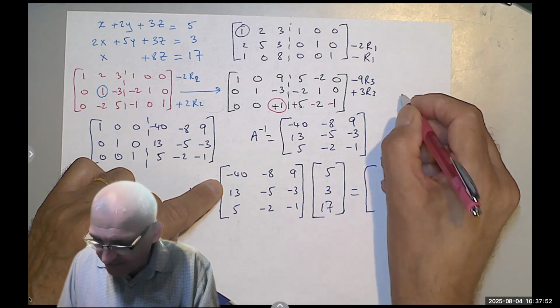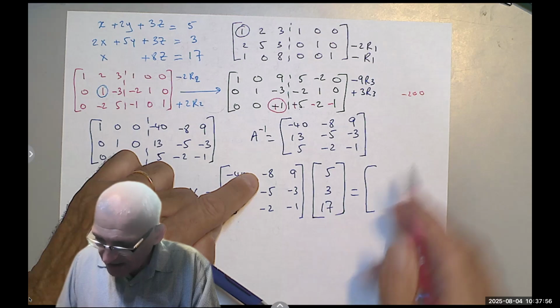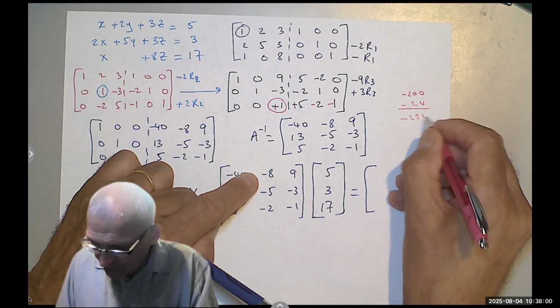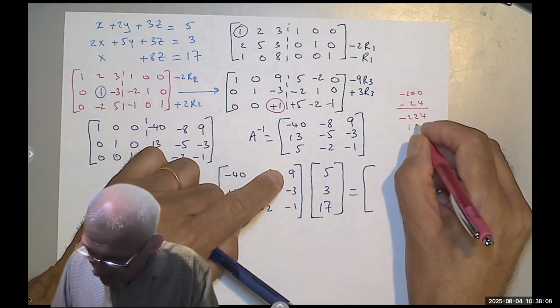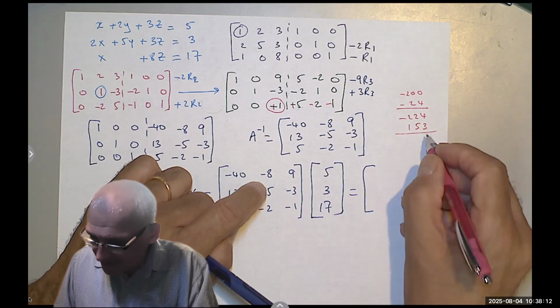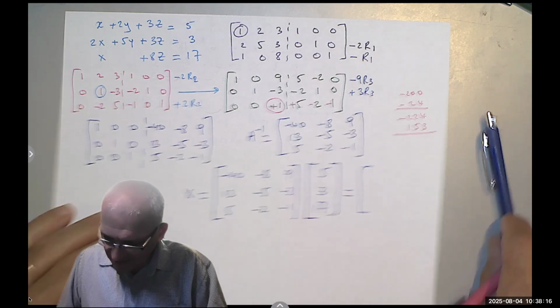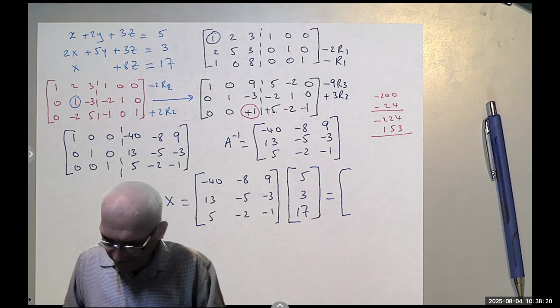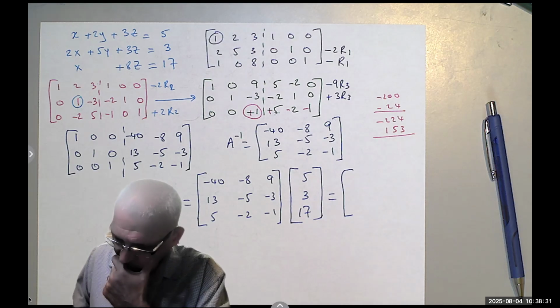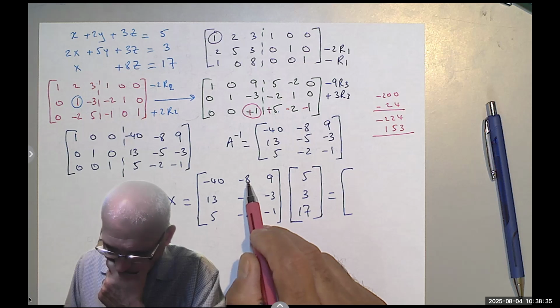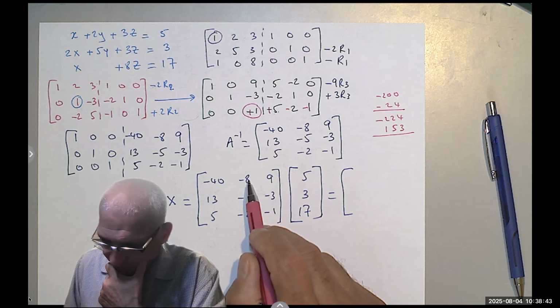-40 times 5 is -200. -8 times 3 is -24. So now we have -224. 9 times 17 is 153. So when you do the math, you will get, how on earth is that? Is that an 8 or a -8? I must have done something wrong. Of course I did. That's not an 8 or a -8 at all.